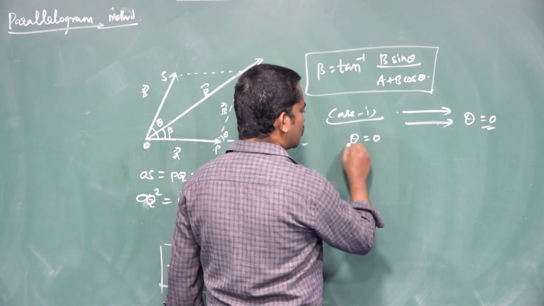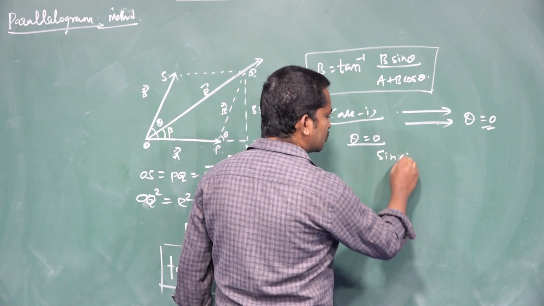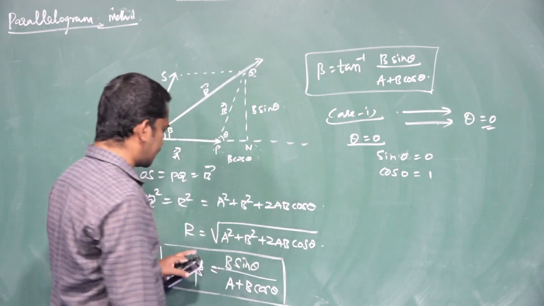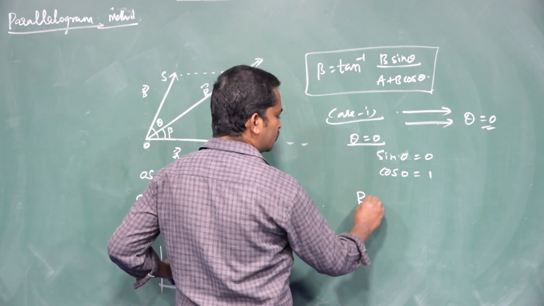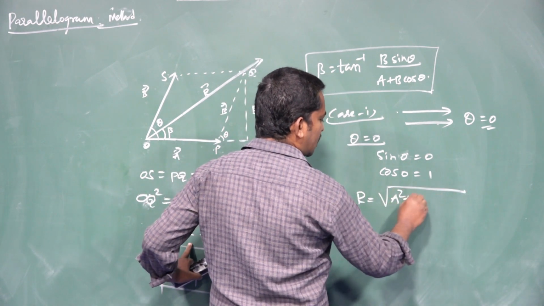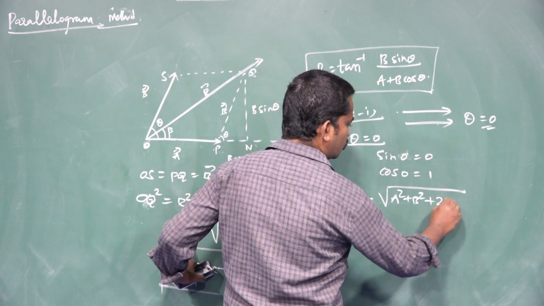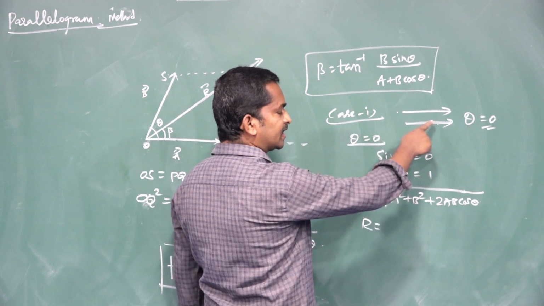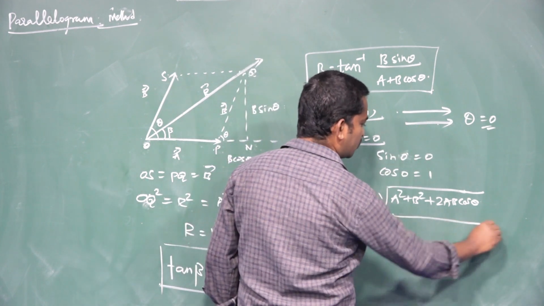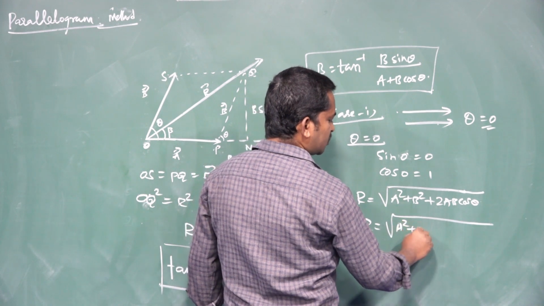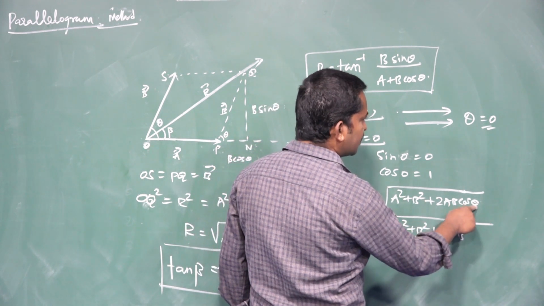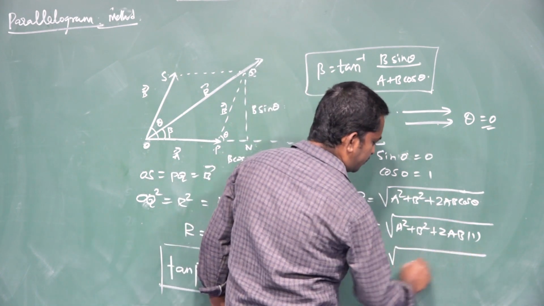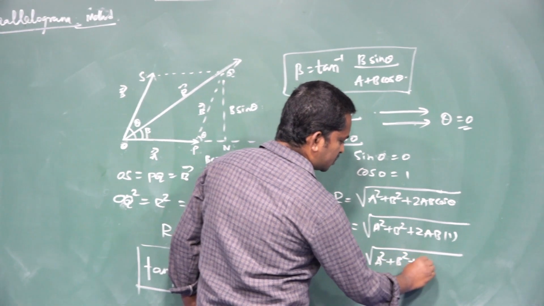So if theta is equal to 0, sin 0 is equal to 0 and cos 0 is equal to 1. So I want to calculate the resultant vector. R is equal to square root of a square plus b square plus 2ab cos theta. If two vectors are parallel to each other, R is equal to square root of a square plus b square plus 2ab, since the theta value is 0 and the cos 0 value is 1.